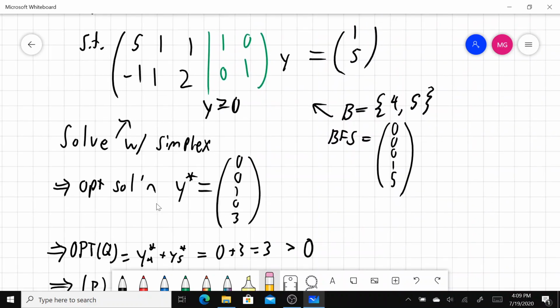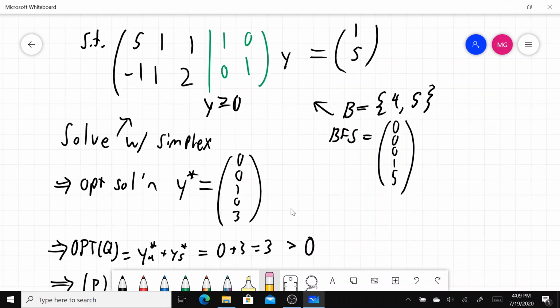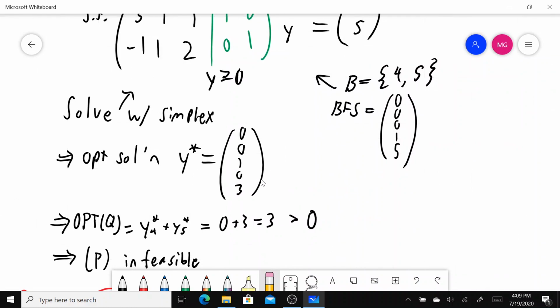And in this case, what you would get is a y star to be 0, 0, 1, 0, 3. Now here, in contrast to the first example, we're trying to minimize y4 plus y5, but here one of those components is non-zero, this one. So y4 plus y5 for this optimal solution here is 0 plus 3, which is positive.